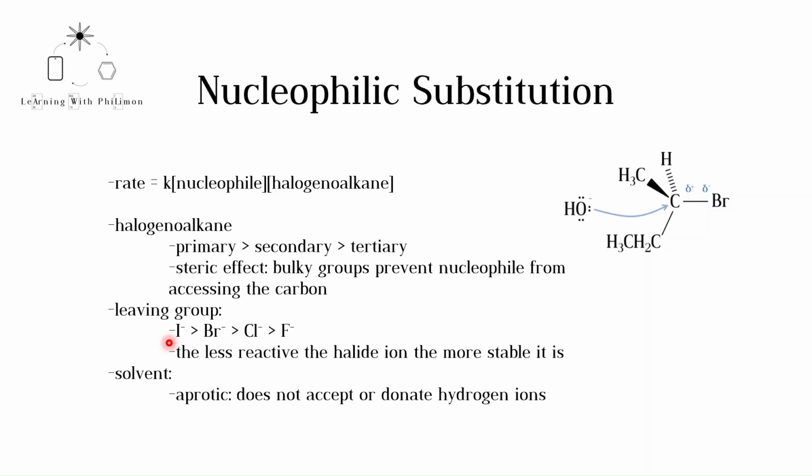Finally, the solvent in which the reaction is conducted affects the rate. SN2 reactions should be conducted in aprotic solvents. An aprotic solvent does not accept or donate hydrogen ions. Water is an example of a protic solvent. Nucleophiles can form hydrogen bonds, as denoted by the green dotted lines, with protic solvents. As the nucleophile uses its lone pairs to form hydrogen bonds, it becomes a weaker nucleophile. It will be less likely to use its lone pairs to form a bond with the electron-deficient carbon atom.